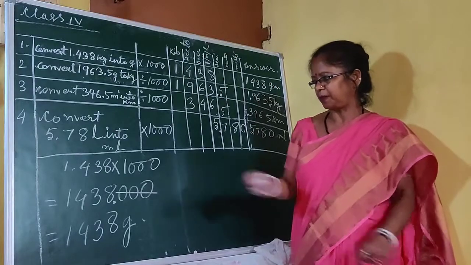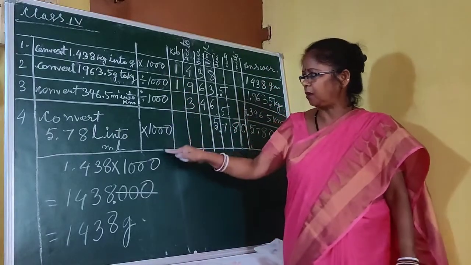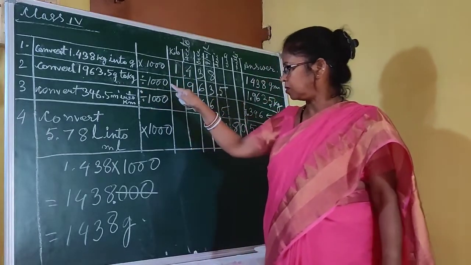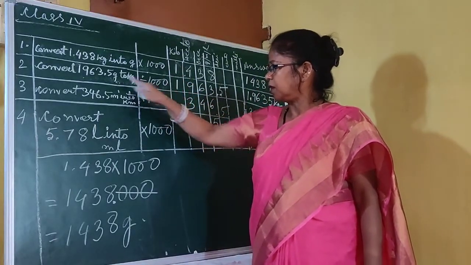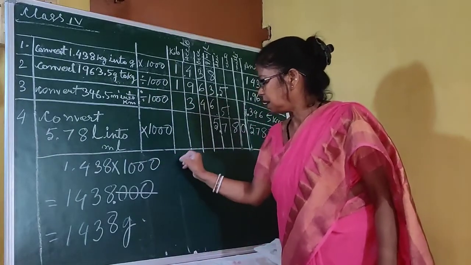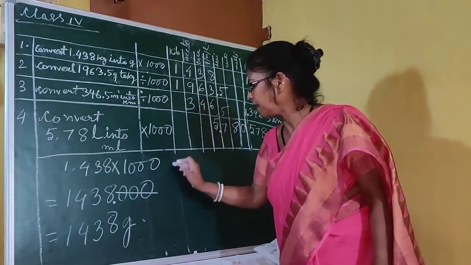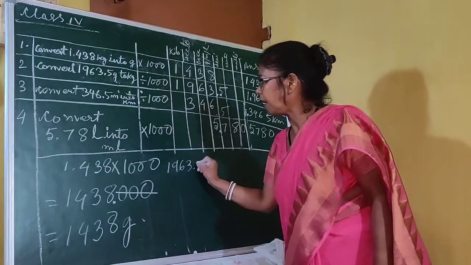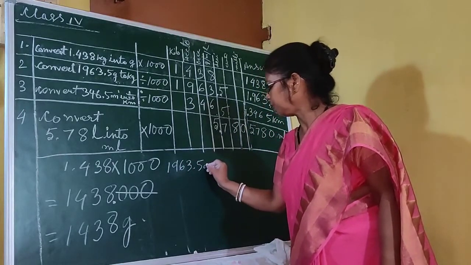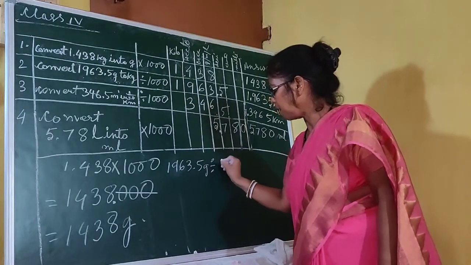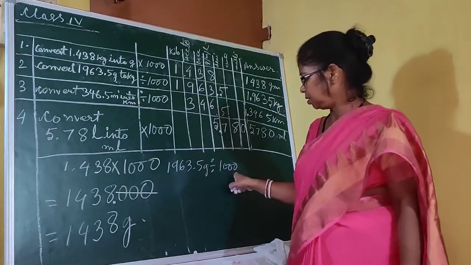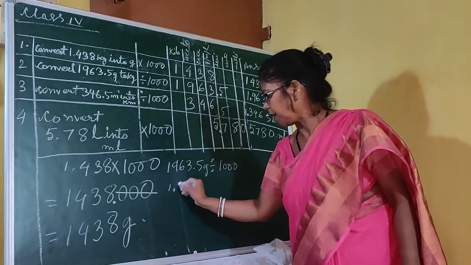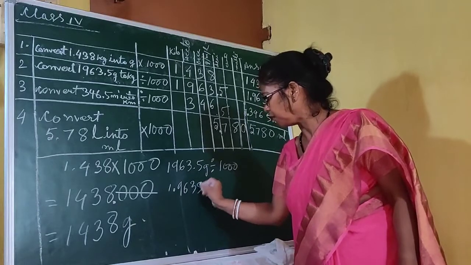If you feel it is difficult, you can use what is already written here, divide by 1000. This one is also divide by 1000. So divide by 1000 means 1963.5 gram converts to kg. So divide by 1000. The point shifts this side. 1.9635 kg.